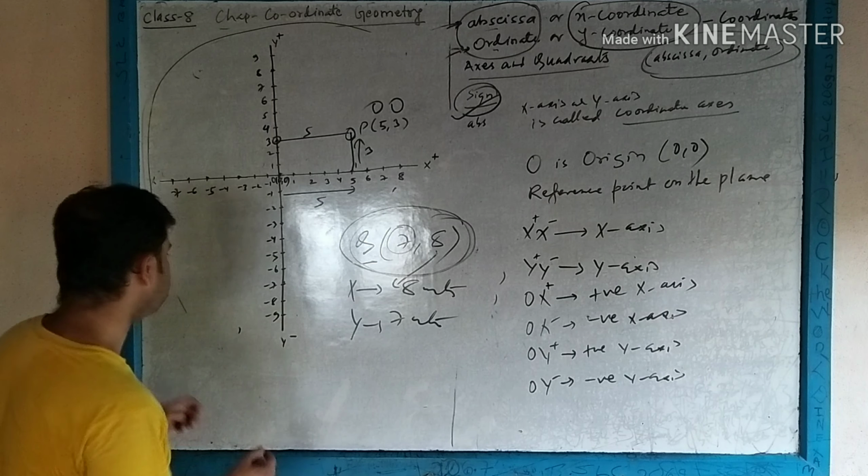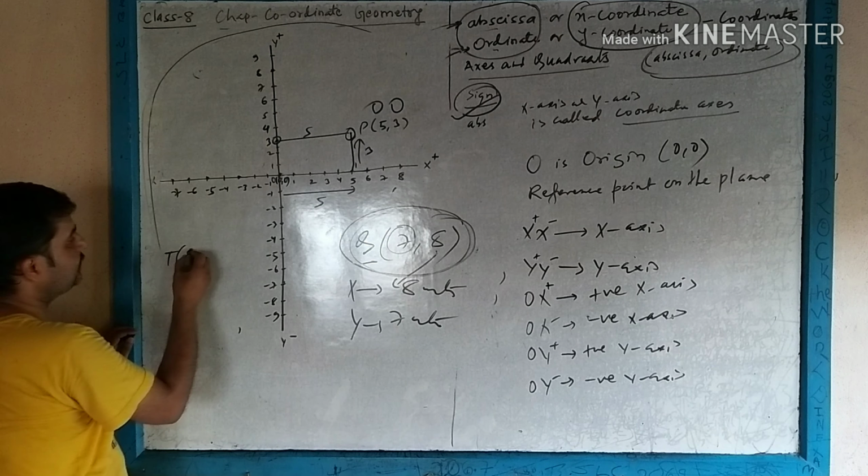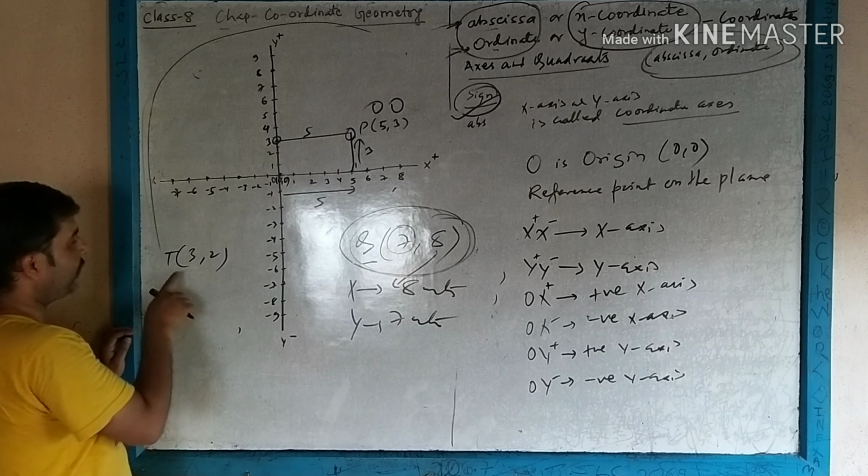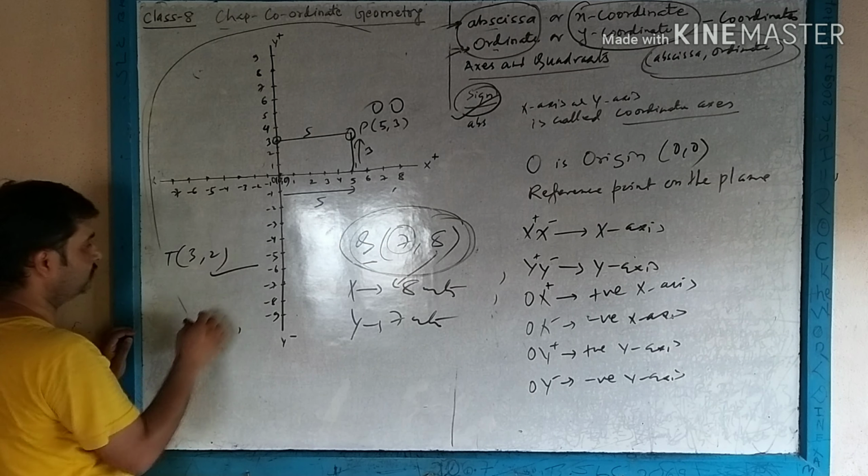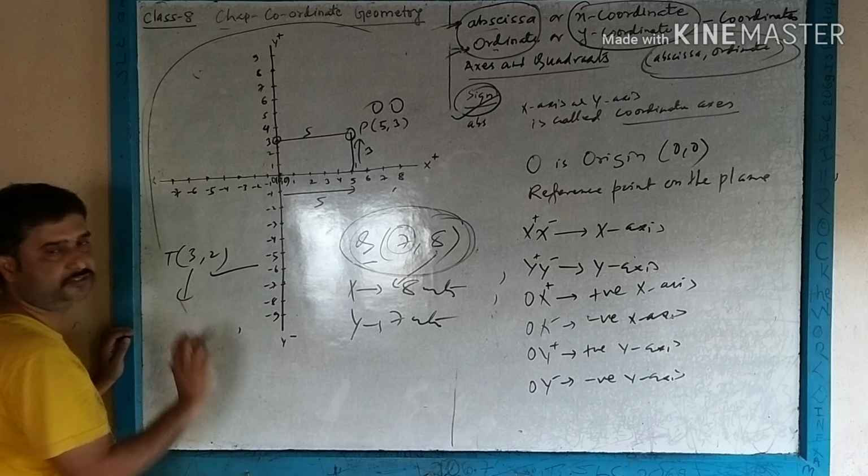Now the next question: if I say (3, 2), how far is the point from the x-axis? 2 units. How far is the point from the y-axis? 3 units.